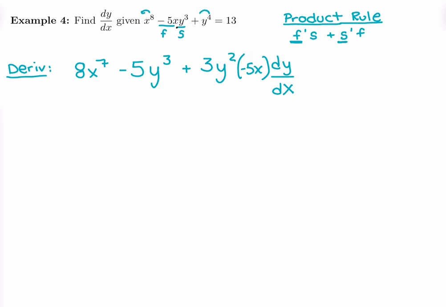We're going to take the derivative of y to the 4th, which is 4y cubed. We need a dy/dx. And the right-hand side is a nice, fast derivative. The derivative of 13 is 0.